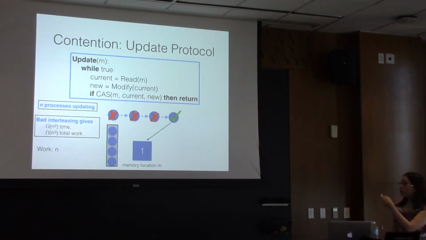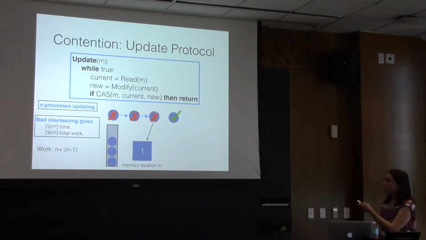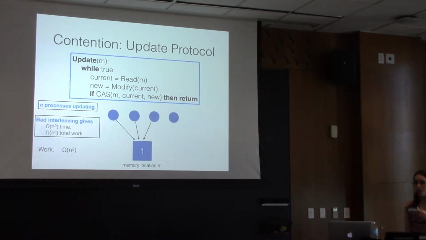Only the first one read a value that hasn't changed yet, so only the first one will actually end up succeeding. The rest of them will end up doing work but failing. And so we're going to end up with Omega(n squared) work for just everybody trying. And then all the ones that have failed are going to have to try again.